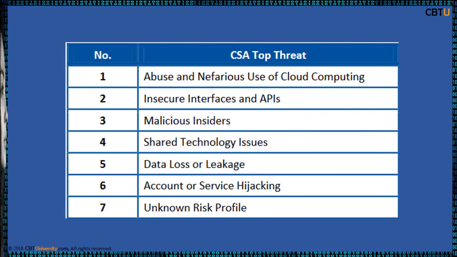Cloud Security Alliance (CSA) announced the top 7 threats to cloud computing in all cloud computing environments. As per this, they are abuse, insecure interfaces and APIs, malicious insiders, shared technology issues, data loss or leakage, and others.